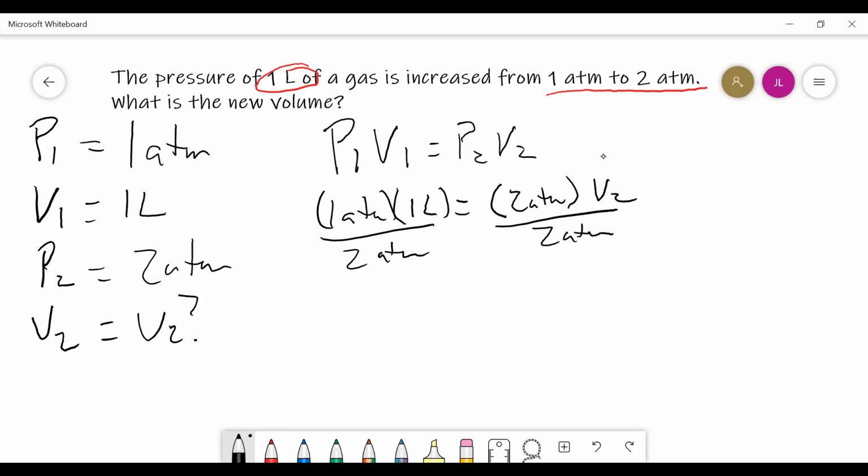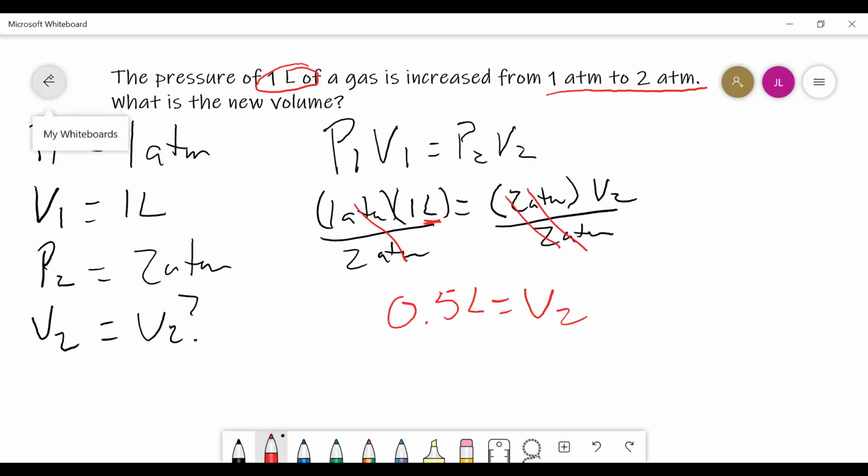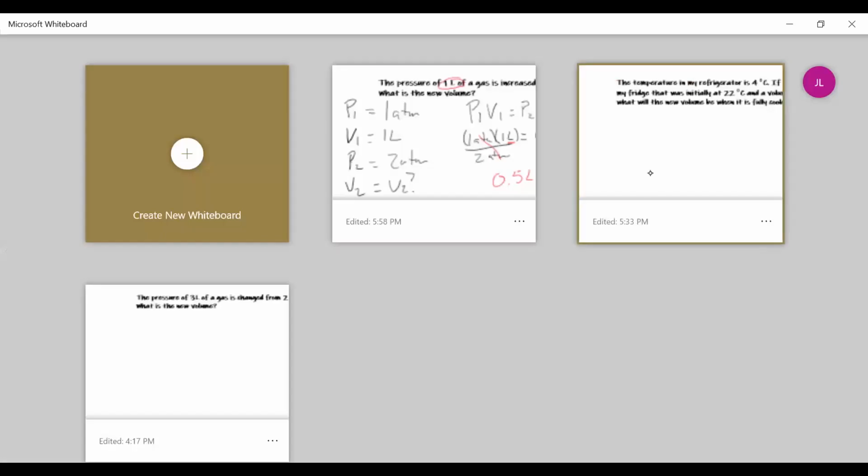And we get some canceling out. So our atmospheres cancel out. We're left with only liters. So V2 in this case is going to be 1 divided by 2, which is 0.5 liters. Fairly simple. It's just a plain, easy ratio proportionality problem.